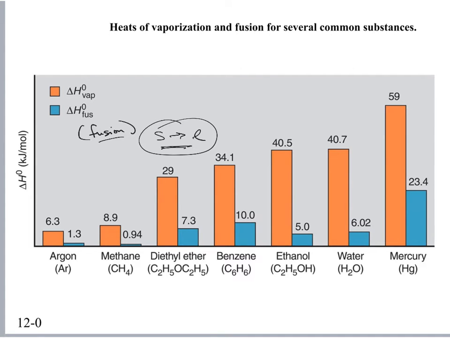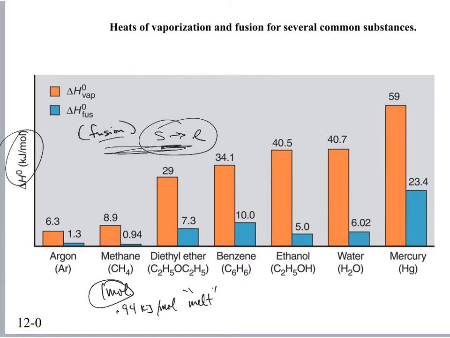So if you want to take, what's the units here? So this is kilojoules per mole. So if I have 1 mole of methane in the solid phase, basically they're saying it's going to cost you 0.94 kilojoules to make a mole of that melt. Melting basically is the same as this fusion process, solid to liquid.